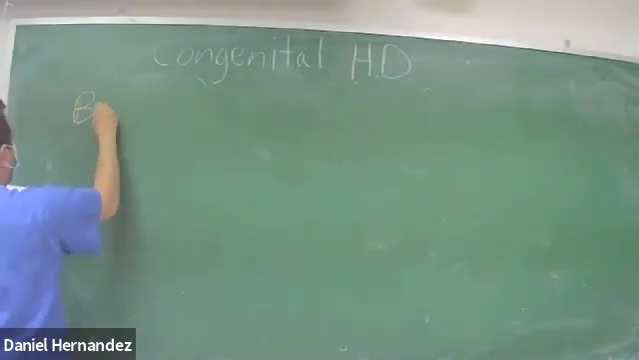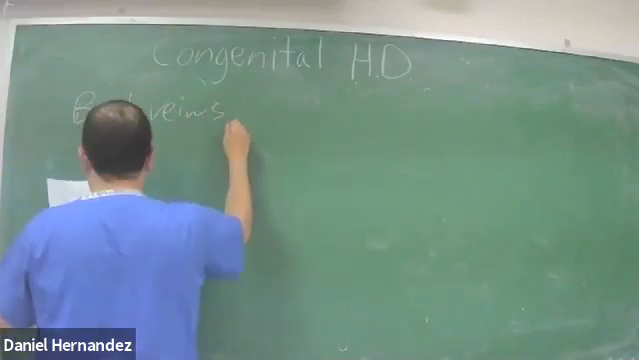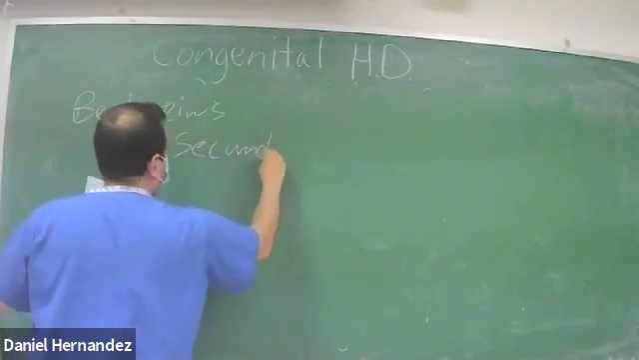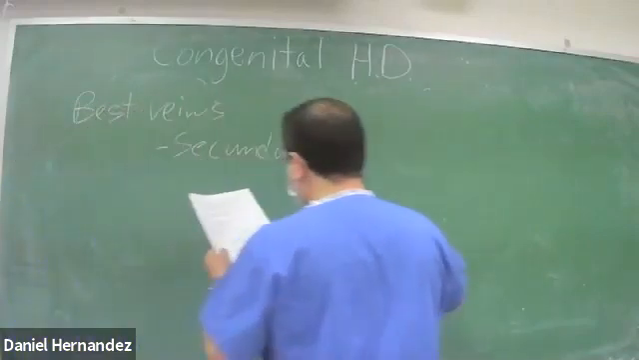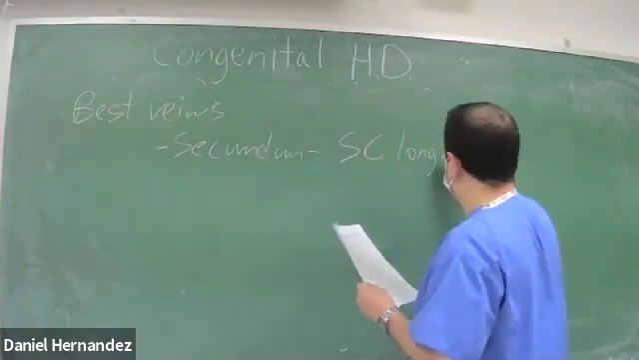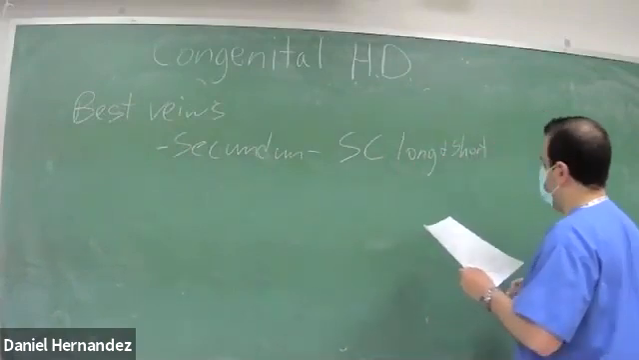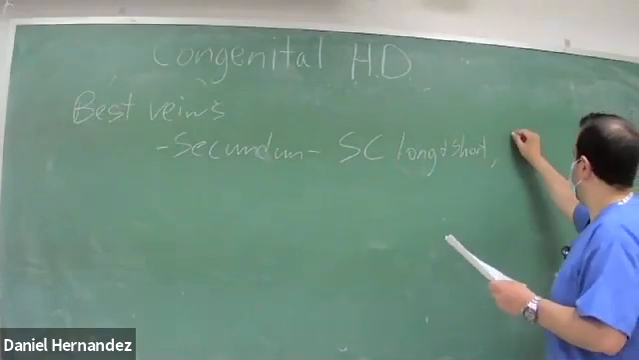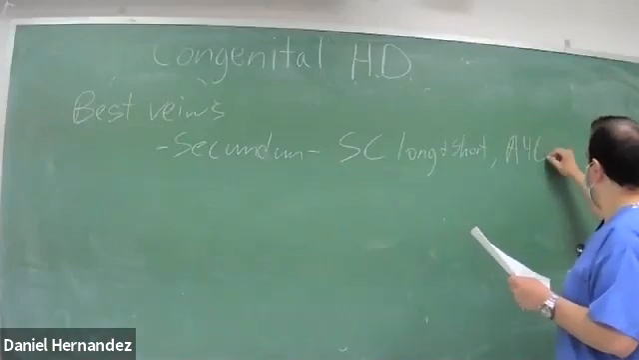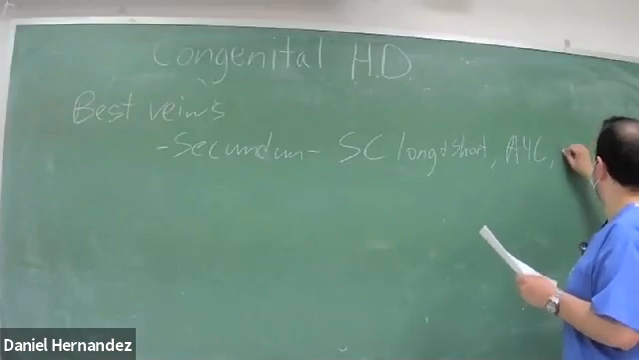So, best views for ASDs. The secundum: it's going to be our subcostal long and short axis views, apical four-chamber, and parasternal short axis.